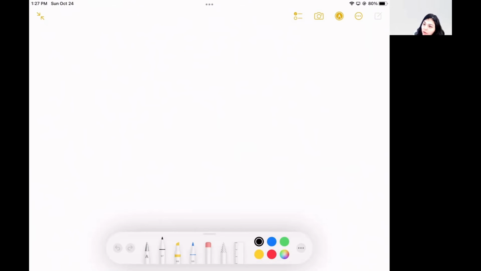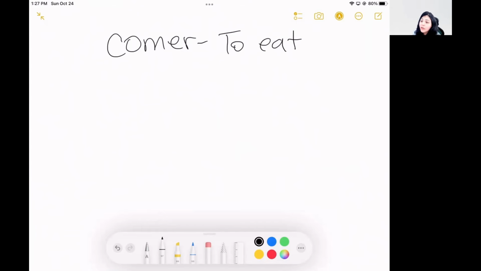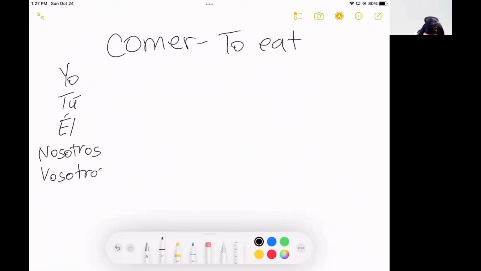Now, let's do another ER verb. Let's do the verb comer, to eat. Comer is to eat. So let's go ahead and write our subject pronouns on the left. I'm not going to be writing out every single one, but just remember that there are other ones that can go along these. What I mean is, for instance, I'll have yo, tú, but I'll just go ahead and write él instead of él, ella, and usted. We're going to do nosotros, vosotros, and I'll do ellos.